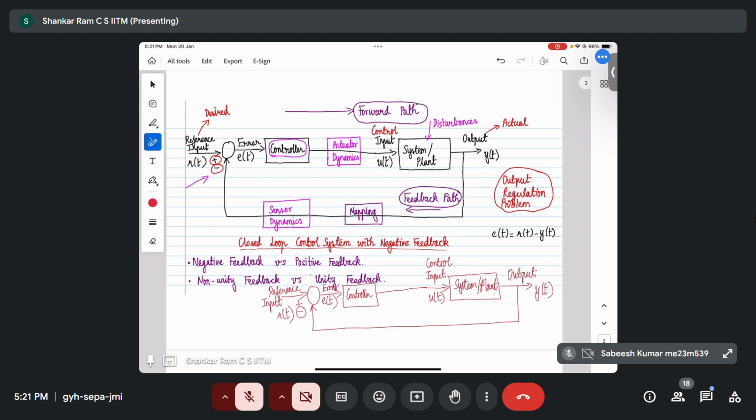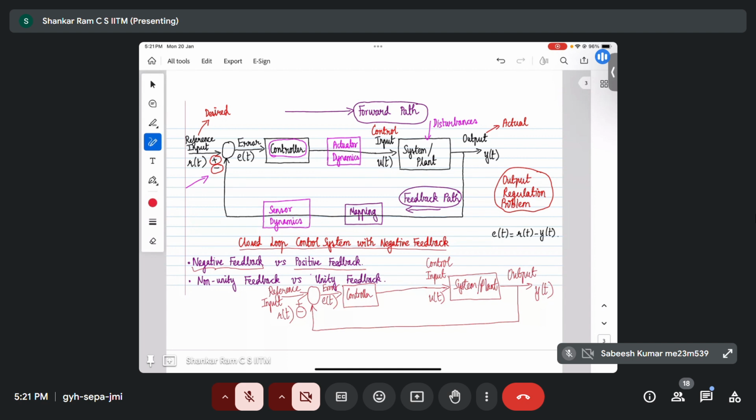On the other hand, if in some cases, due to some sign manipulations, we end up adding the two signals to take the difference, we have what is called positive feedback. But that's going to be very rare. To the best of my knowledge, we typically use negative feedback, but we should be aware of the definitions of negative feedback and positive feedback.